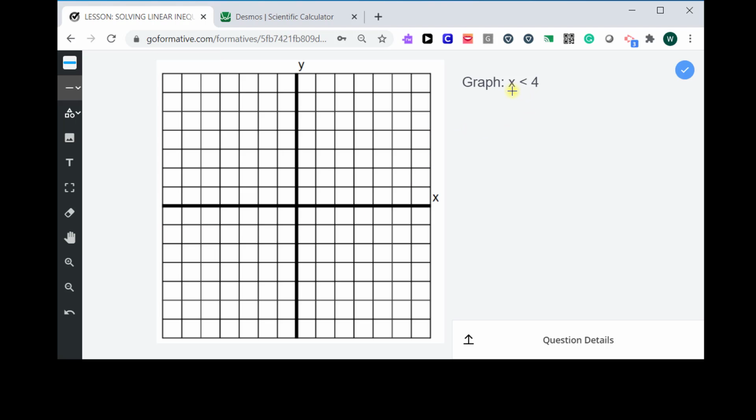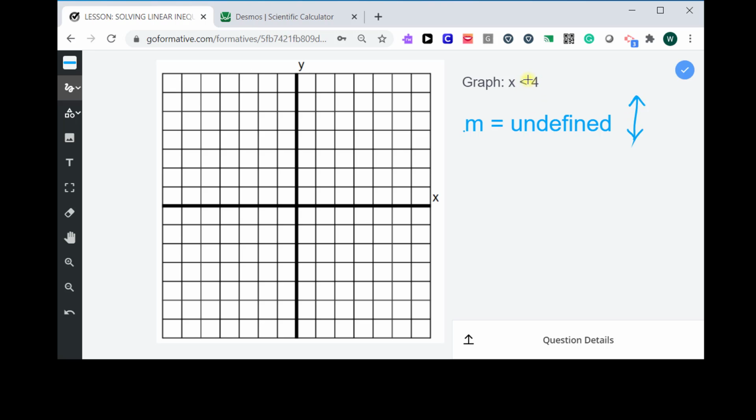And if you notice right here on this particular problem, we have x less than 4. We don't have a y. So that means this will be the special case where the slope is m equals undefined. And if you remember, undefined means that the line will be vertical.